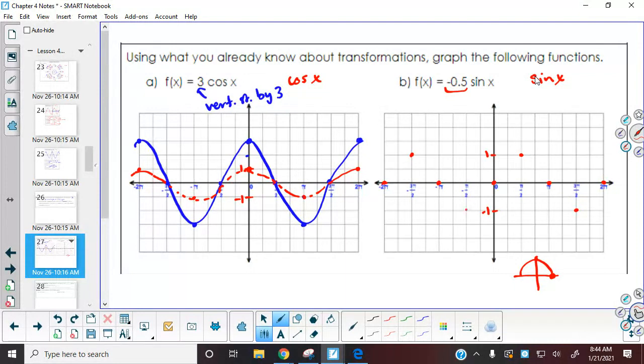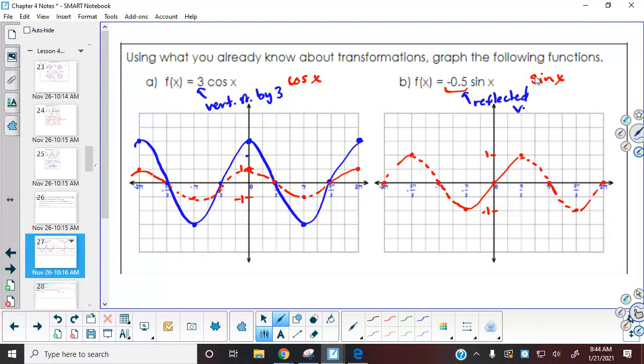Sorry, I had a little brain lapse there. There we go. So our original is going to look something like this.